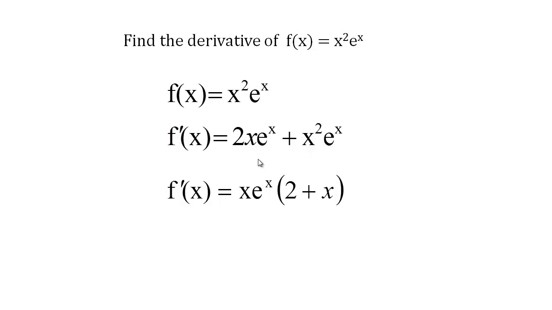We can factor out what they have in common, which is an e to the x and an x. And so the derivative is equal to x times e to the x times what's left, which is 2 over here in this first term, plus x, which is what remains in the second term.